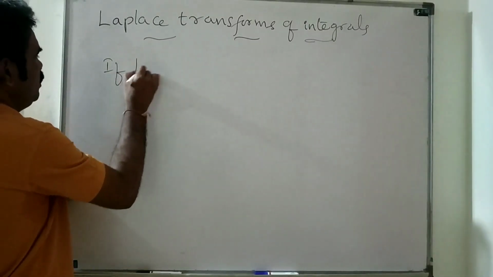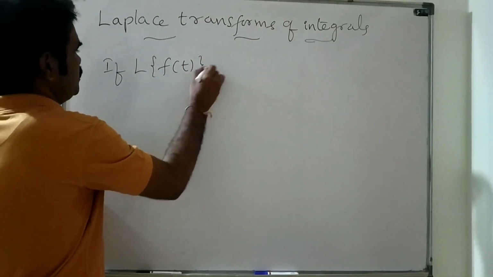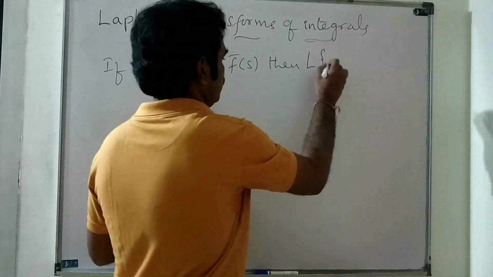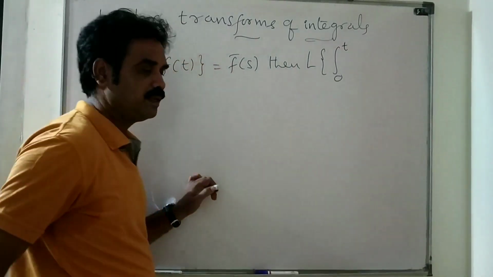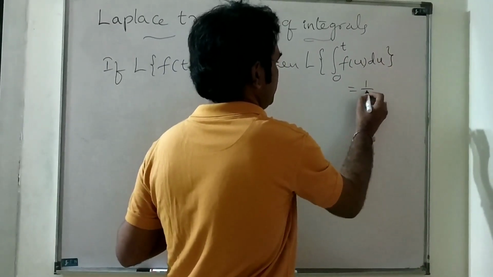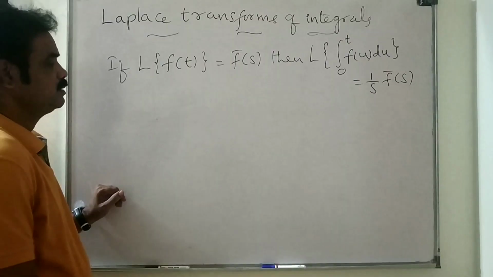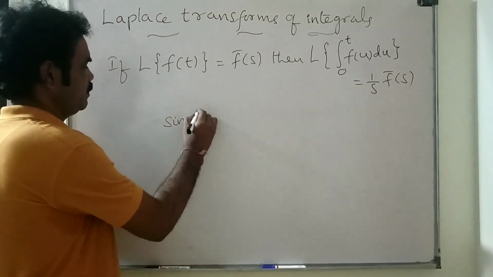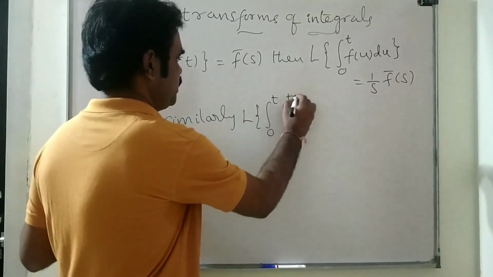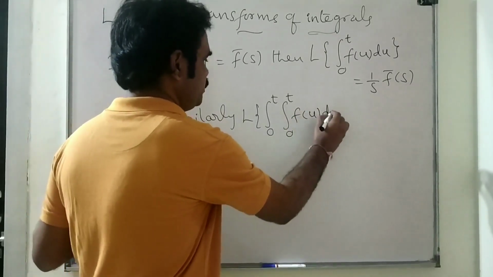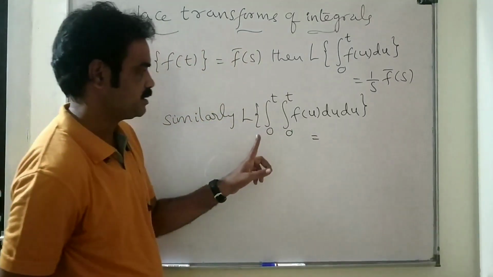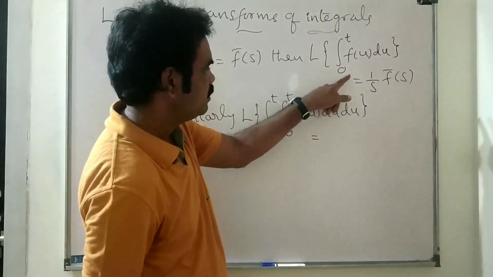If L of f of t is f bar s, then L of integral 0 to t f of u du is equal to 1 by s f bar s. Similarly, L of integral 0 to t f of u du, that means 2 times integration. The Laplace transform of integral is 1 by s f bar s.